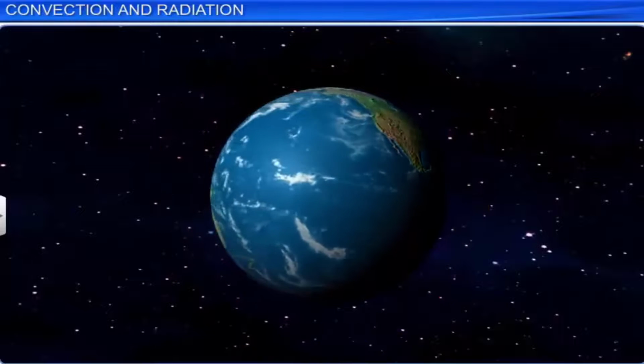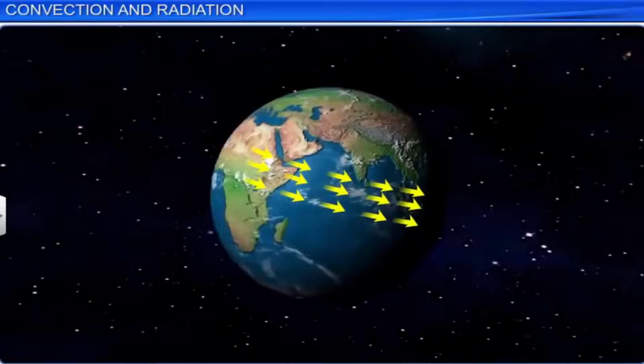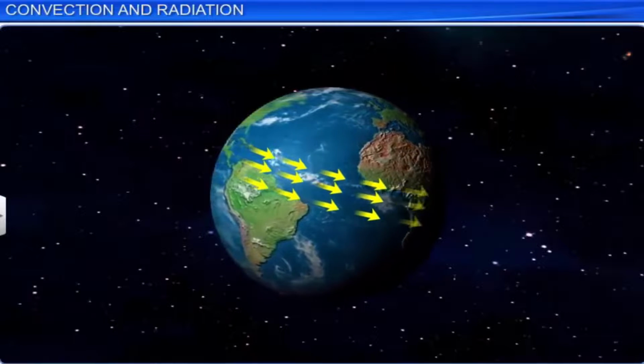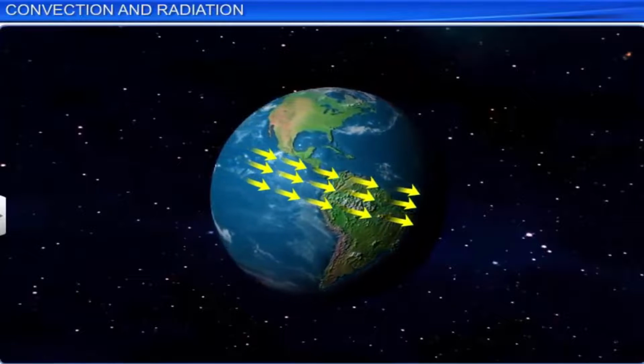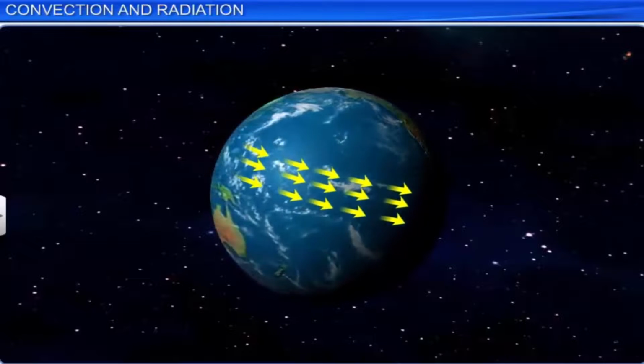But because of the Earth's rotation, air at the equatorial region moves with a speed of 1,600 kilometers per hour in the eastward direction, whereas the speed of these winds is almost zero at the poles.